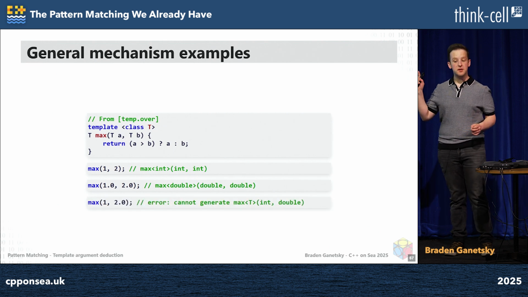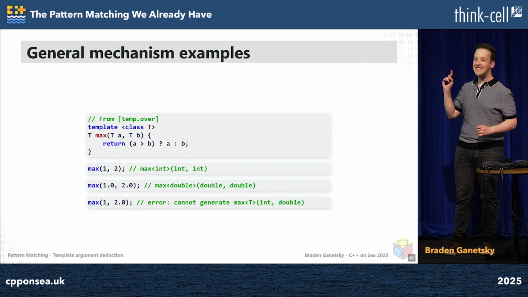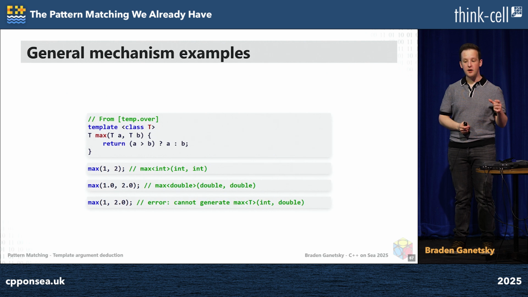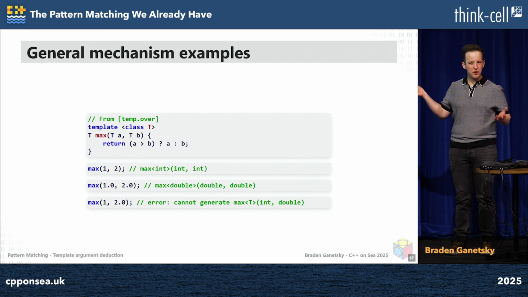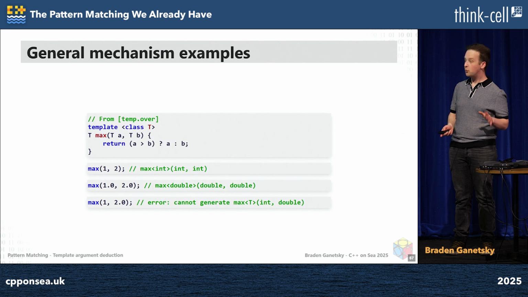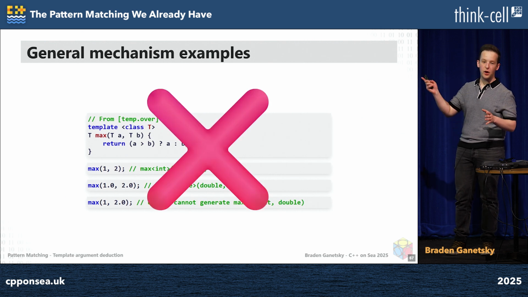If we try to use 1, 2.0, this is a template argument deduction failure, because in the first parameter argument pair, T gets deduced to int. In the second parameter argument pair, T gets deduced to double. So this is a failure. Can we make this work? Can we write a function where this works? We can. Well, not here, but we can.